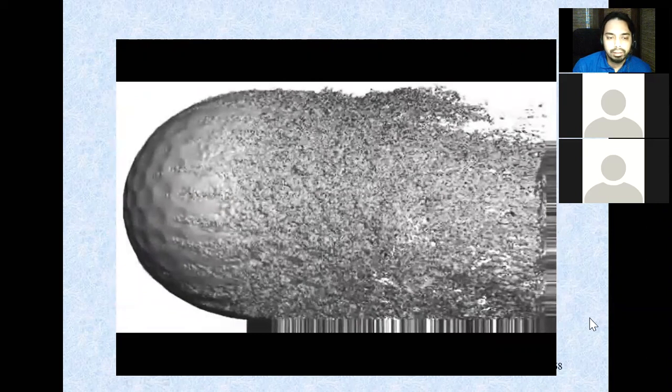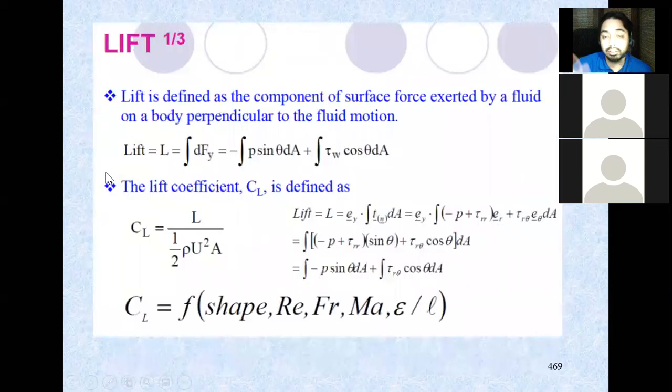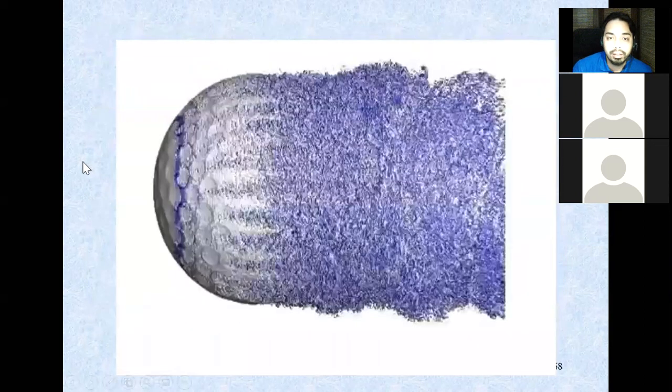Okay, so that's the visualization of the laminar flow and the turbulent flow at the surface. And then that will reduce the pressure drag considerably, and the total drag over there. So any questions?